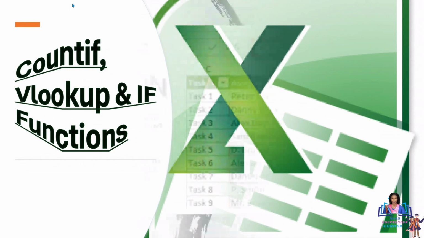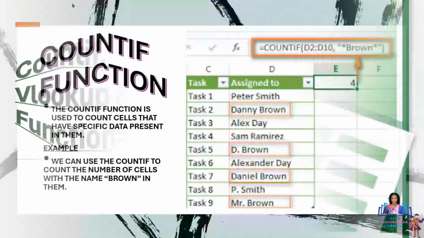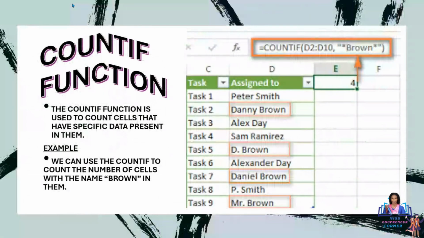The COUNTIF function. The COUNTIF function is used to count cells that have specific data present in them. For example, we can use this function to count the number of cells with the name Brown in them. To our left, we see a depiction of how the COUNTIF function is used in Excel. So right there, we're counting the number of persons with the surname Brown in the list.